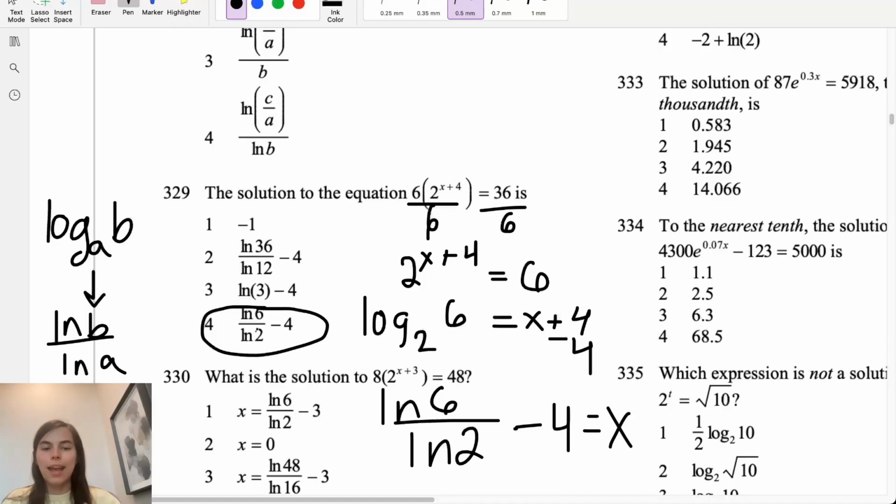And unfortunately, we cannot combine those, 6 over 2. We cannot divide them and say it's ln of 3. That's not how it works, so be careful for that one.